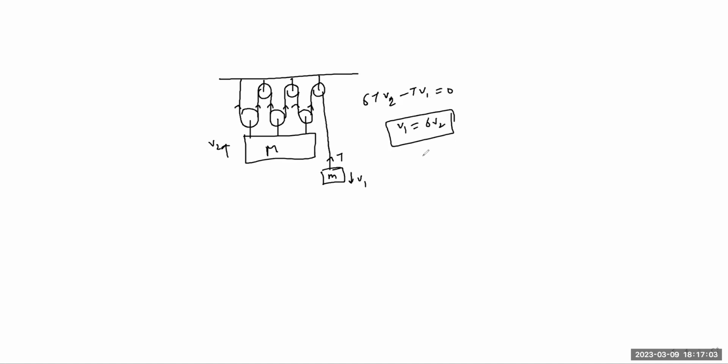Yes. And because this is a constraint relation, we can differentiate further to get the acceleration relation. So here A1 becomes 6A2. Now remember, this is not a constraint. This is the constraint. Constraint is only meant for velocity. But in many situations, the acceleration relation also looks similar to the velocity relation because there is no angle involved.